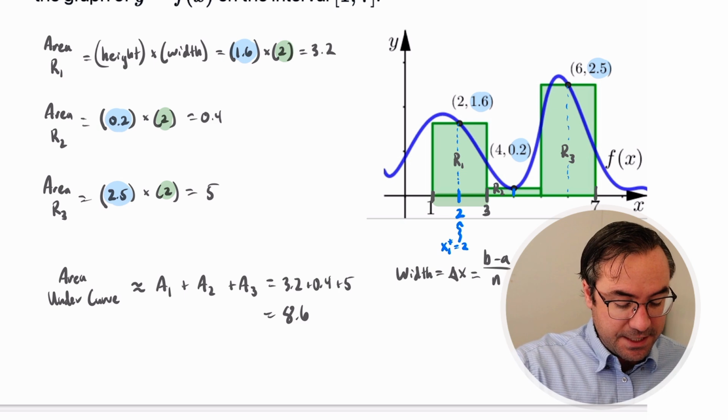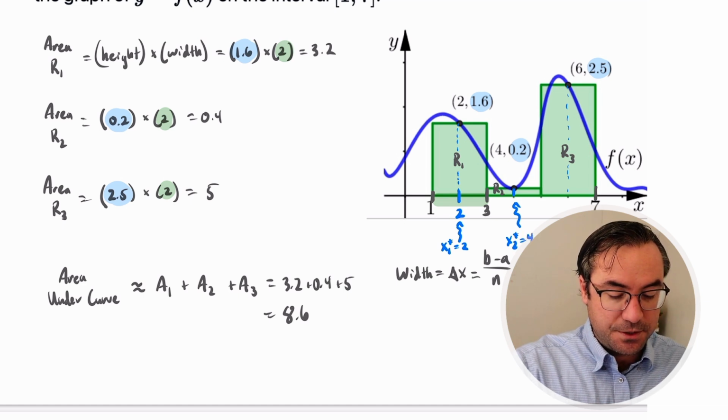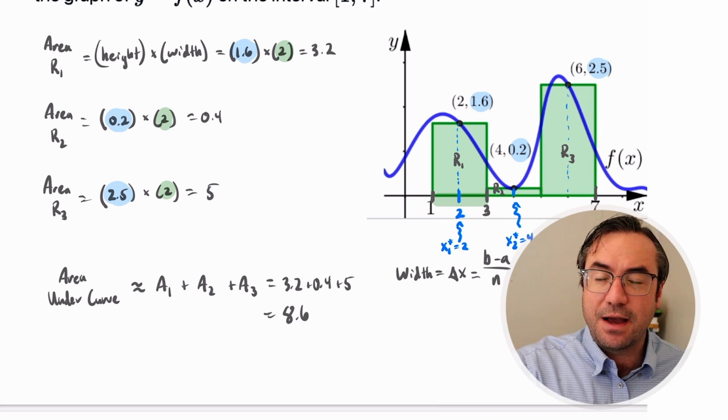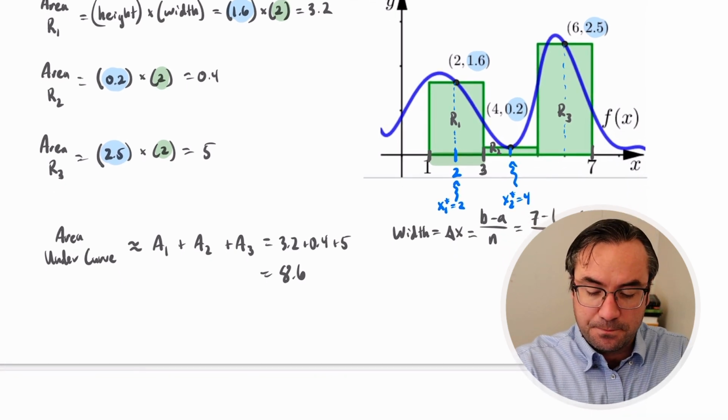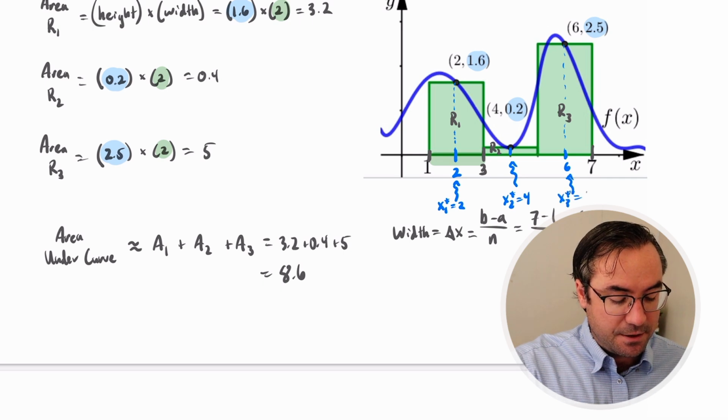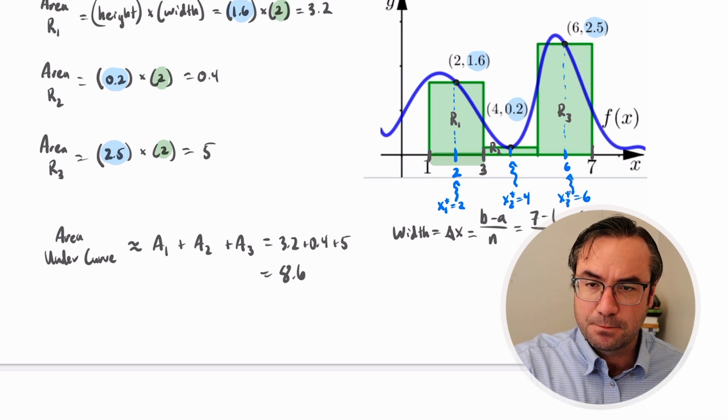And our second sample point, call it x2 star, we used 4. So we used halfway between 3 and 5, the midpoint there. And then for our last subinterval, the sample point that we picked was 6. So we'd say x3 star is equal to 6.